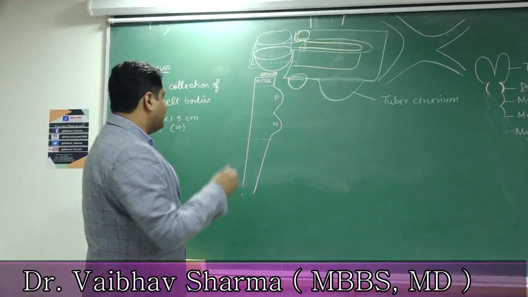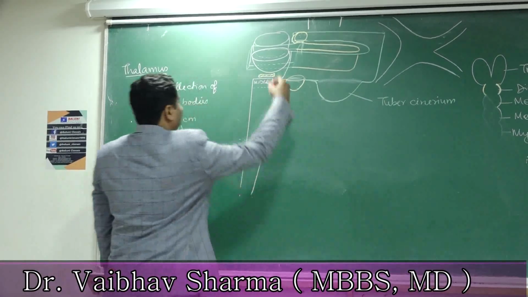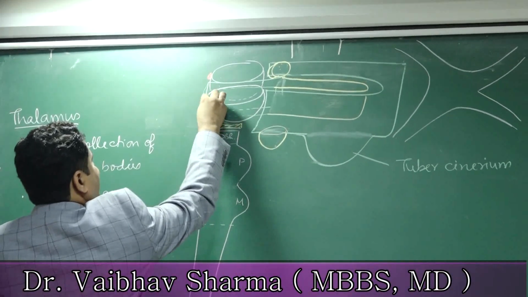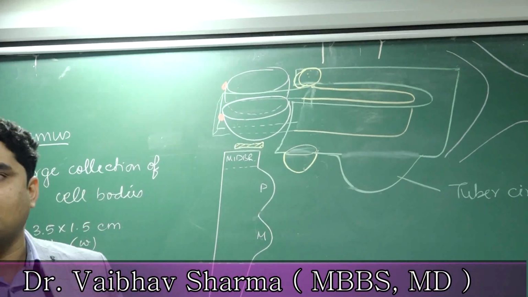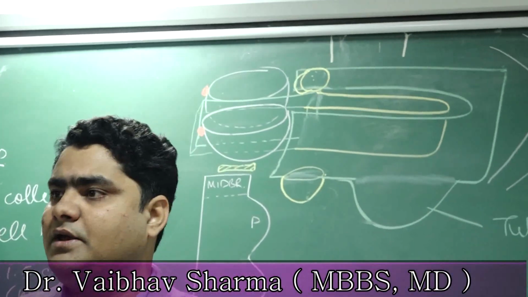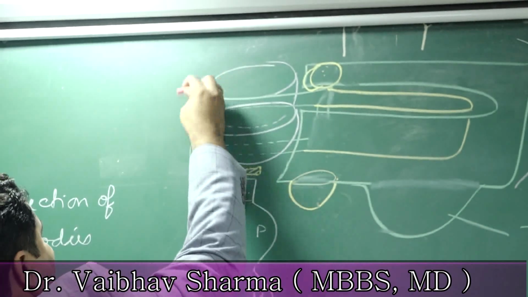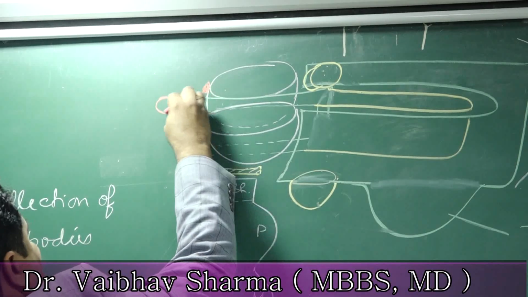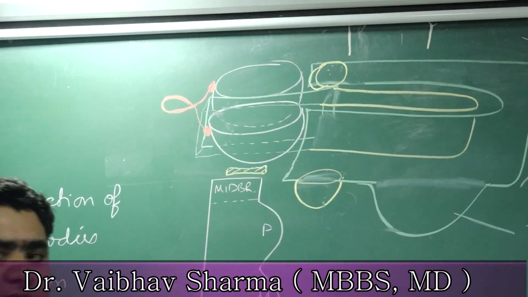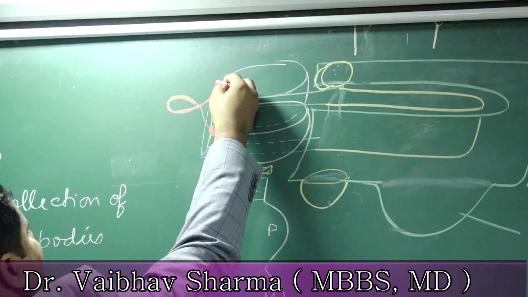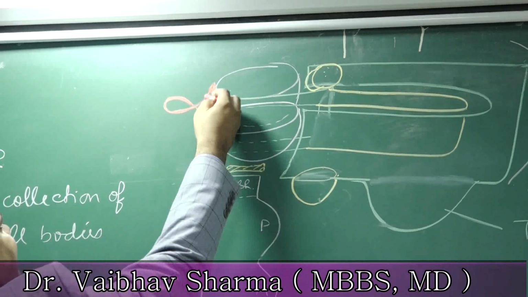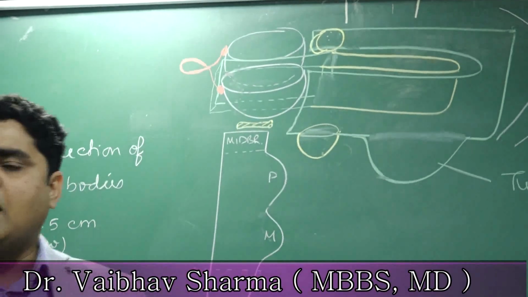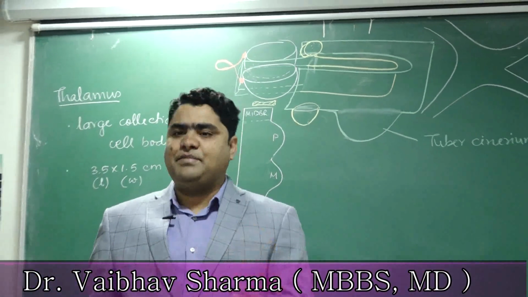Now, epithalamus, where this epithalamus is located, there are a pair of nuclei called as habenular nuclei. These habenular nuclei form habenular commissure and a gland called as pineal gland. So, habenular nuclei, pineal gland and habenular commissure. These structures that I have drawn in red are combinedly called as epithalamus.